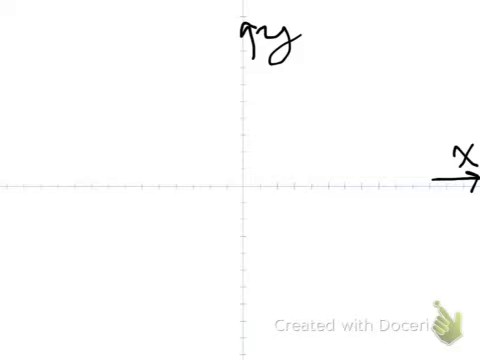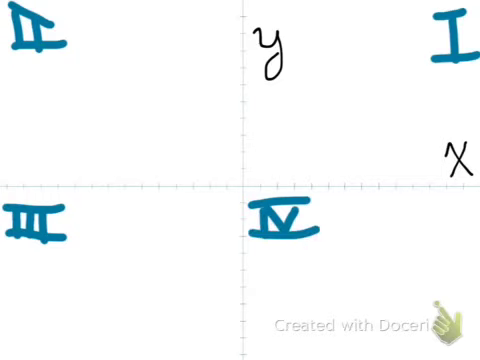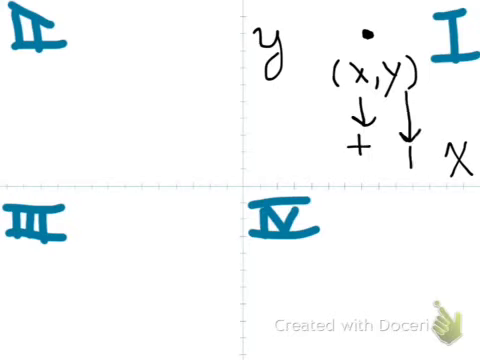Now that we know where the x and y axes are, we're going to label our quadrants. Quadrant 1, 2, quadrant 2, quadrant 3, quadrant 4. Within each quadrant we need to know whether x is positive, x is negative, what is the combination. So in quadrant 1, when you have an x and y point, we know that x is going to be a positive number, y is also going to be a positive number.